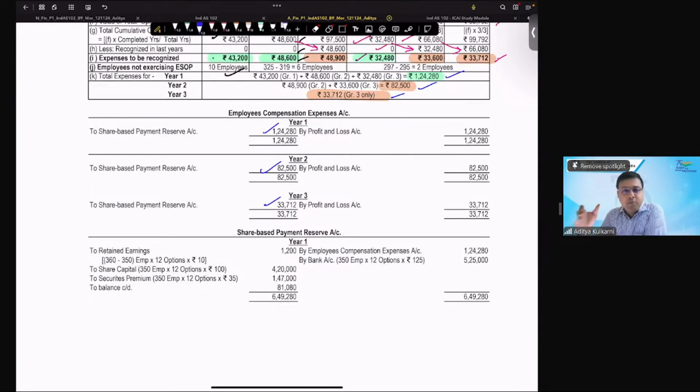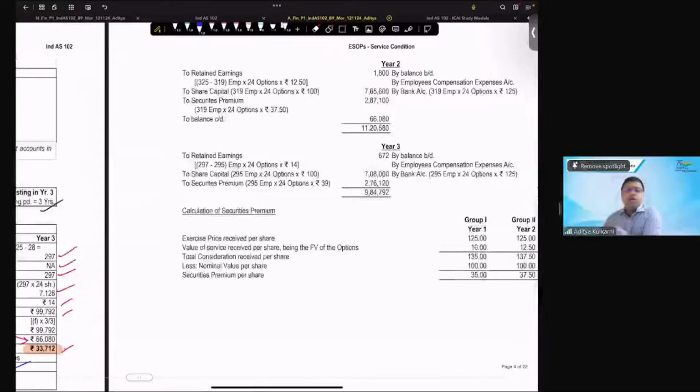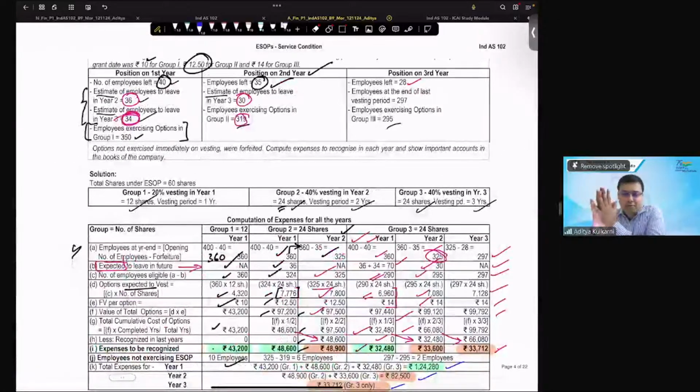Now we start with the exercise, what Monica was telling. Sir, something is exercised in year 1, something is allotted in year 2, something is going in year 3. Some people did not exercise. So many things are there, sir. So what to do? Let us go step by step. First of all, when I exercise the options, what am I getting in return?